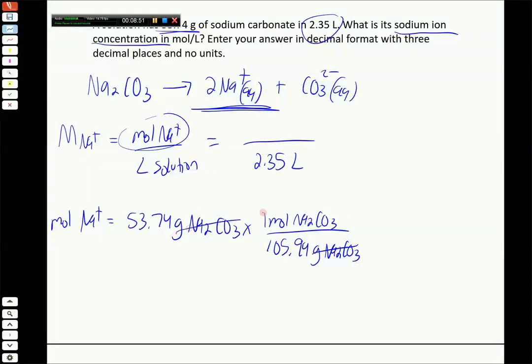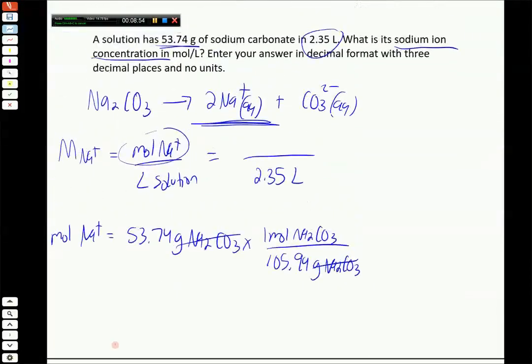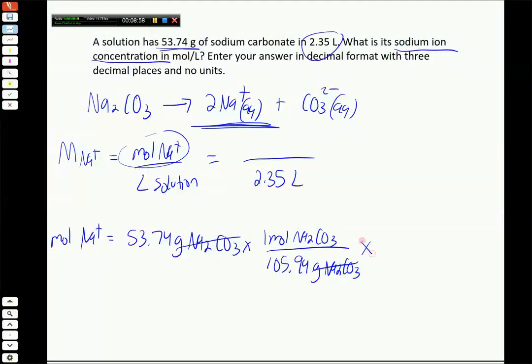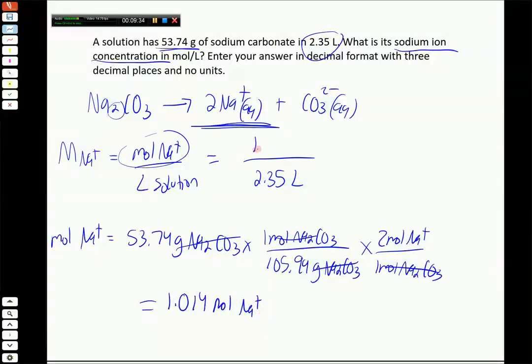So that gives us moles of sodium carbonate, but then what we want is, again, moles of Na plus. And so what the formula of the compound tells us is that we have 2 moles of Na plus for every 1 mole of sodium carbonate. And it's this step here that most people forget. And that comes back to the concept we talked about in the last problem, where when the compound dissolves, we get 2 moles of Na plus because it's Na2CO3. And so when we work those numbers out, we get 1.014 moles of Na plus. So that's the number we're going to put up here.